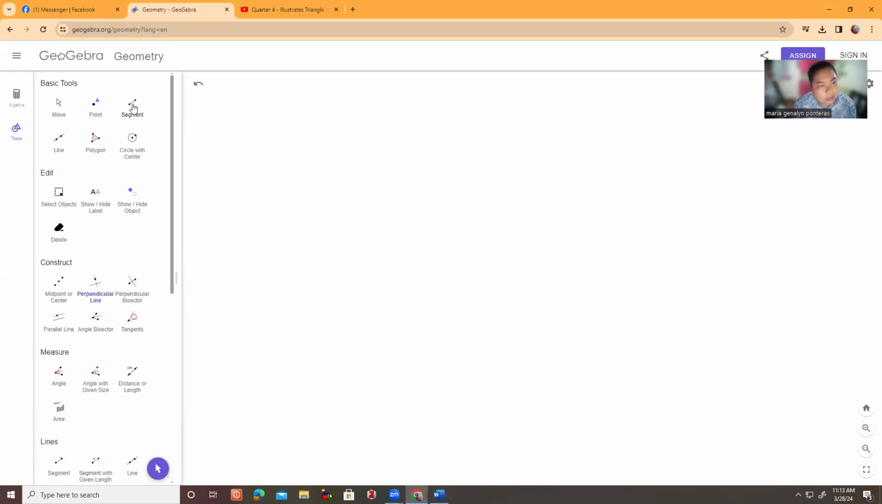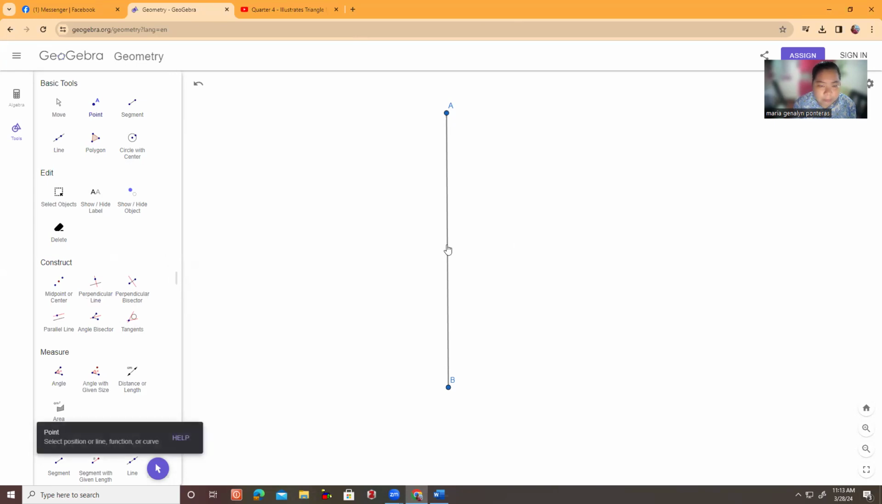Let's say we make a segment. Let's say we want line segment AB. And we construct according to the instruction, select perpendicular line and a point. So we need to get a point. Let's say this is the point.